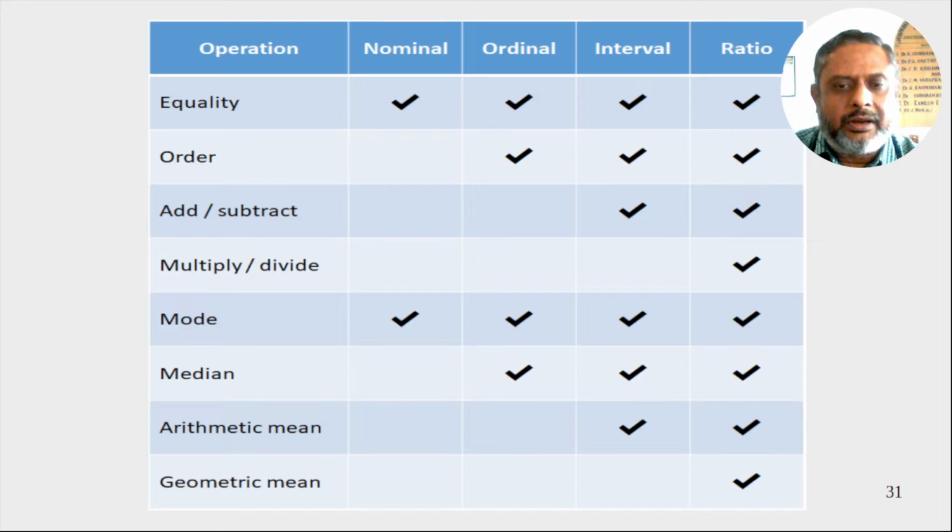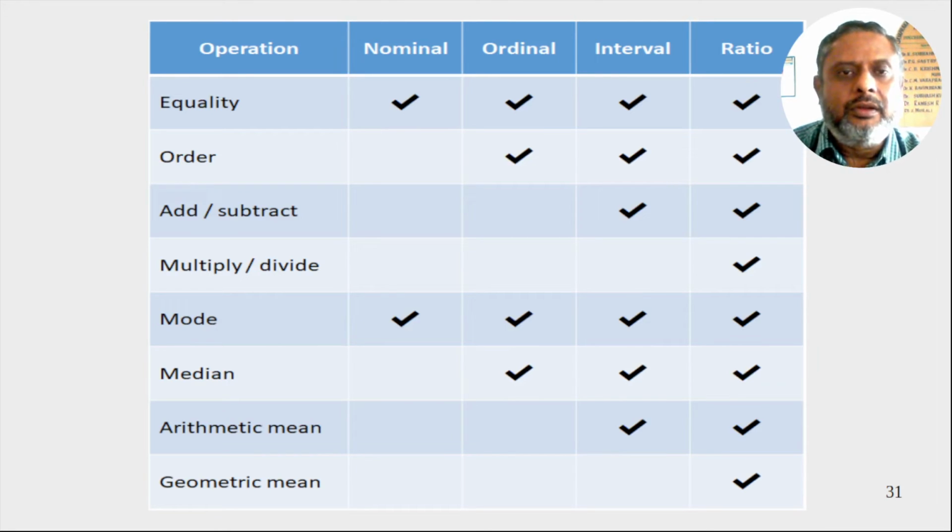Mode can be calculated for all four types. Median only for ordinal, interval, and ratio, because for finding the median, we need to put them in order and pick the central one, and nominal data doesn't have any order, therefore you can't find it. And about arithmetic mean, it is possible for interval as well as ratio type of continuous data, but geometric mean is possible only for ratio. So that's it.